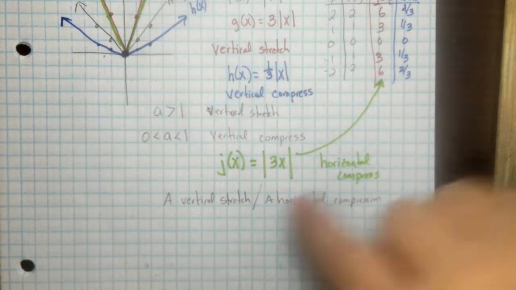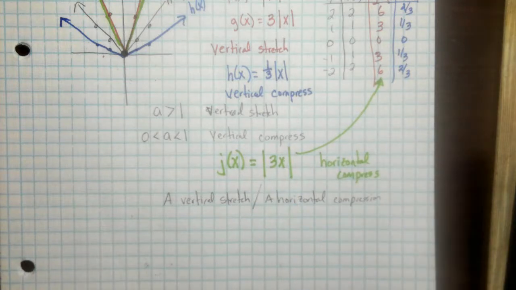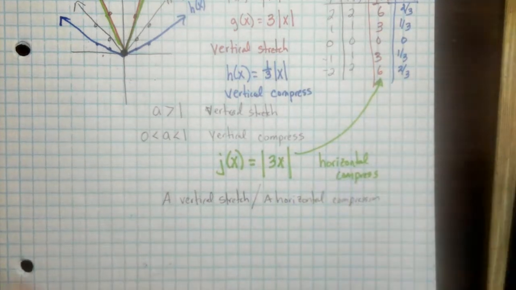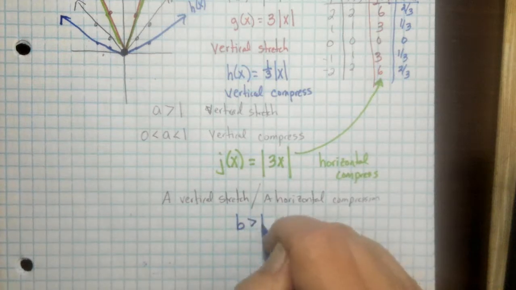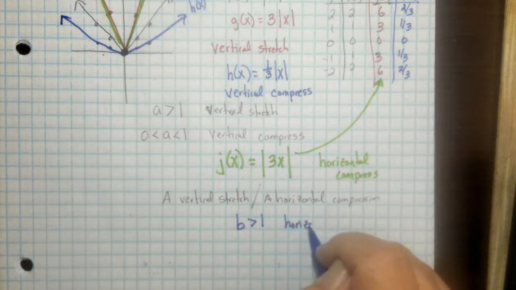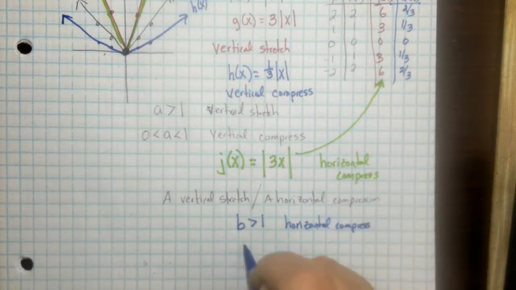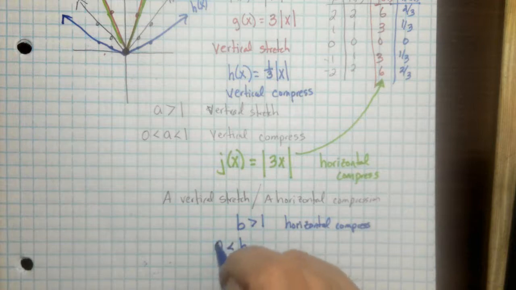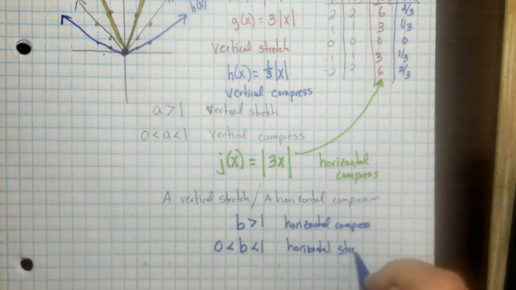All right, so with our horizontals, that's going to be the letter B, right? And so, if B is greater than 1, that's going to be a horizontal compress. But if B is between 0 and 1, that's going to be a horizontal stretch.